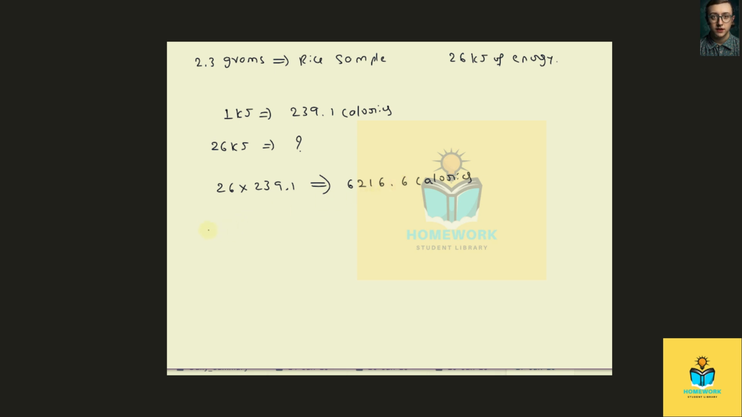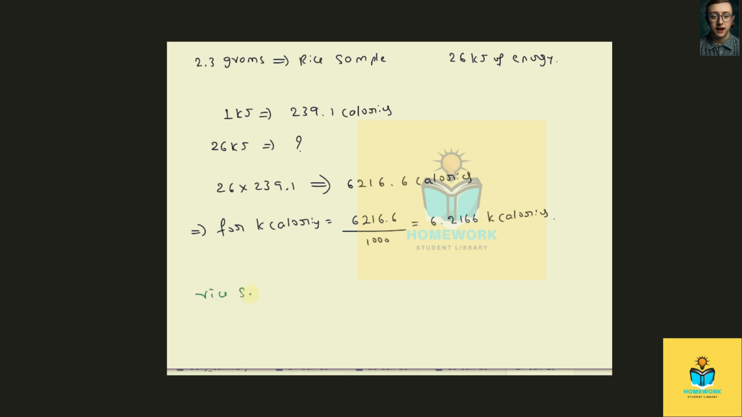It becomes kilocalories. So I am just going to divide this value by 1000. 6216.6 divided by 1000. So it becomes how much? Kilo means 1000, right? It becomes 6.2166 kilocalories. This is our final answer. So the rice sample produced this final answer.